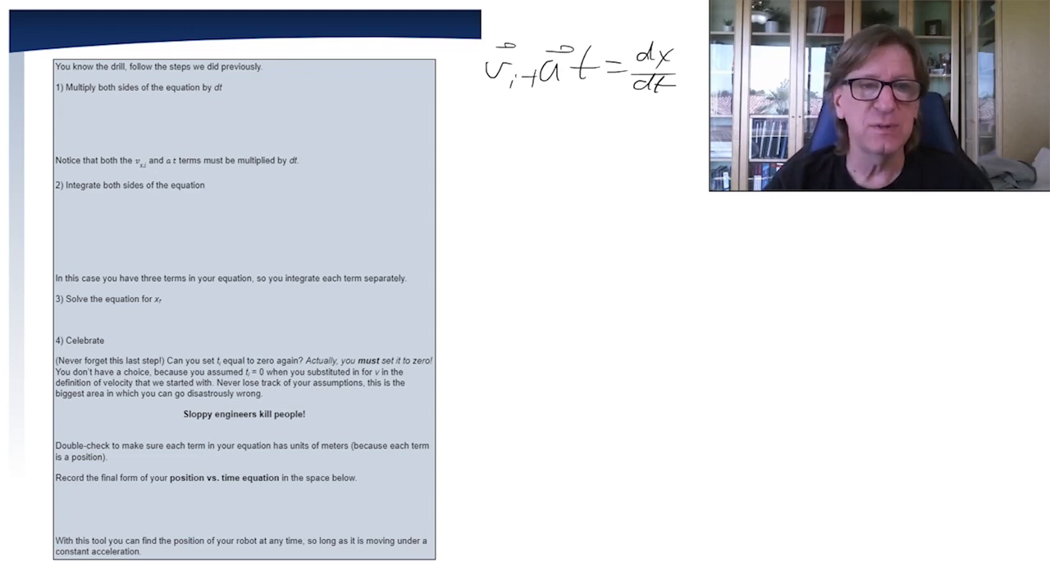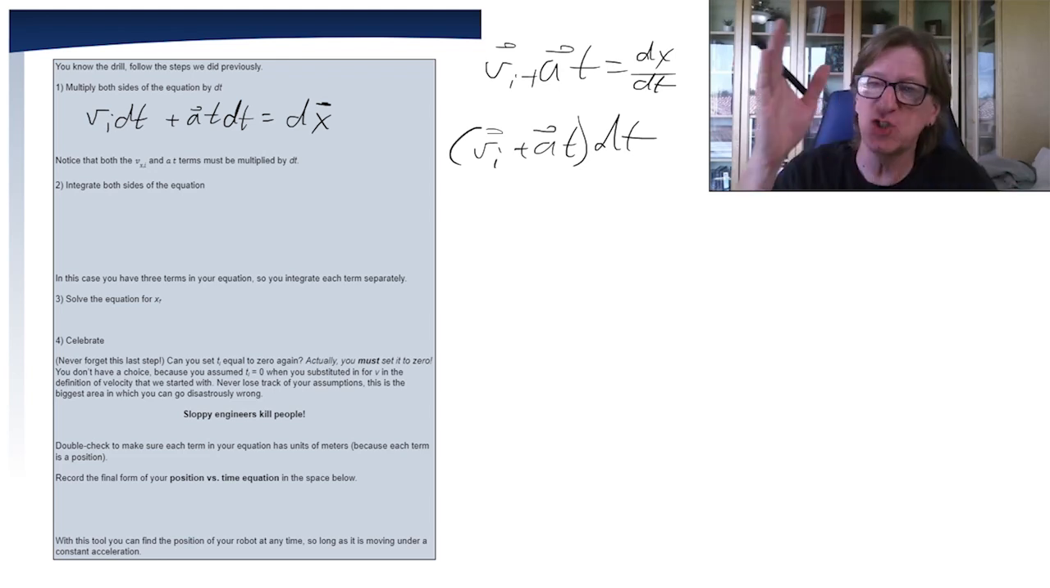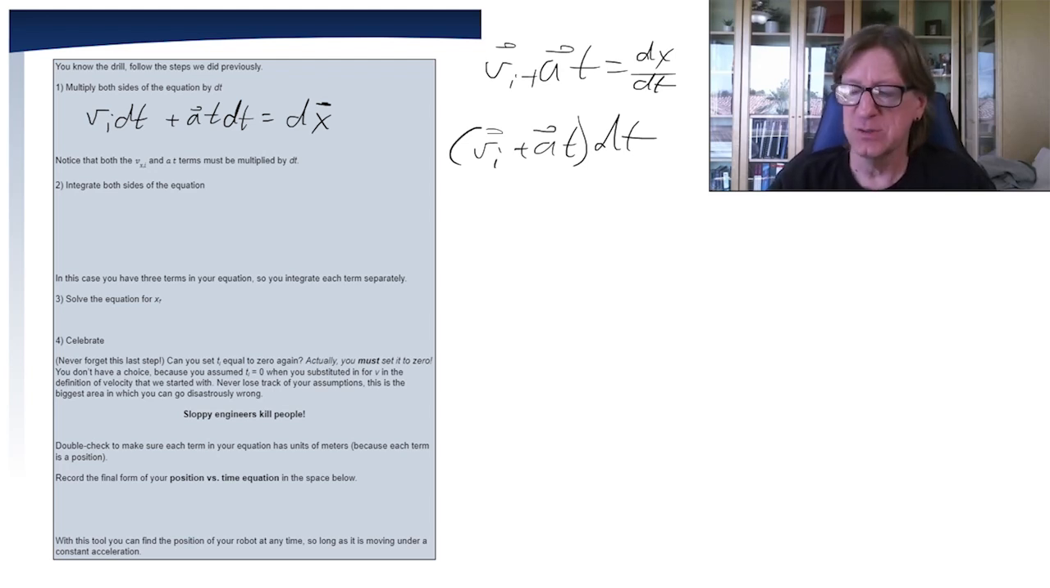And let's do that over here so that we can see that. So that's going to give me vi dt plus at dt is equal to dx. And that's a vector. Notice that I had to multiply both terms in this equation. What you don't want to do, even though it's technically correct, is to do that and try to integrate it. Vi is a constant, but it still is going to end up multiplying by t. Whenever you do these kinds of things, multiply each term by that differential. So we're going to get rid of that so that we don't think that's what we want to do.